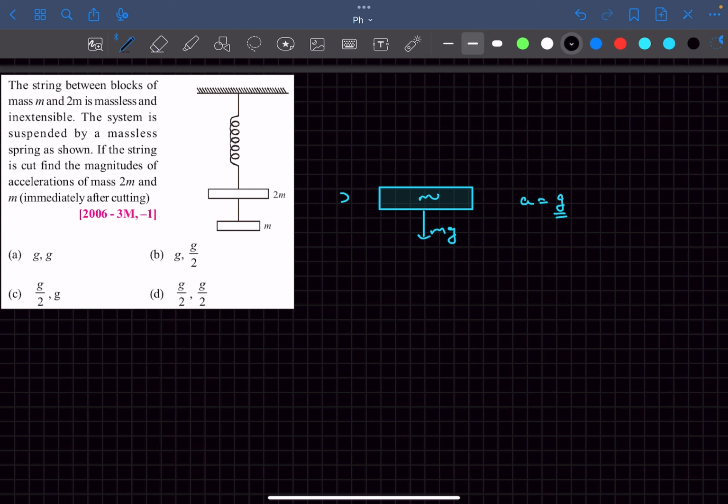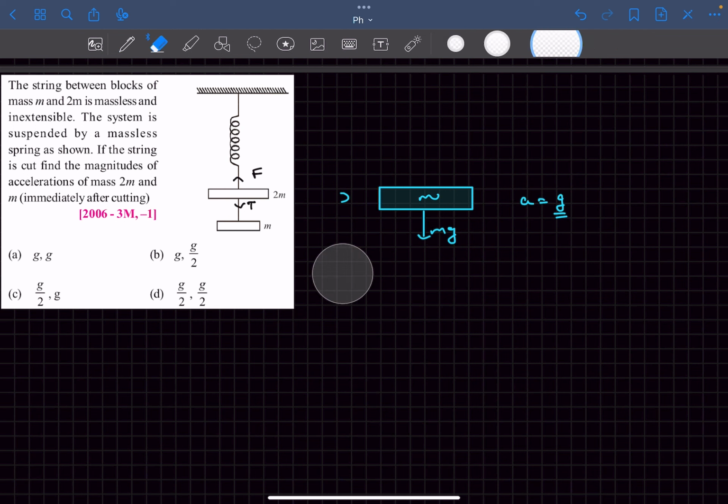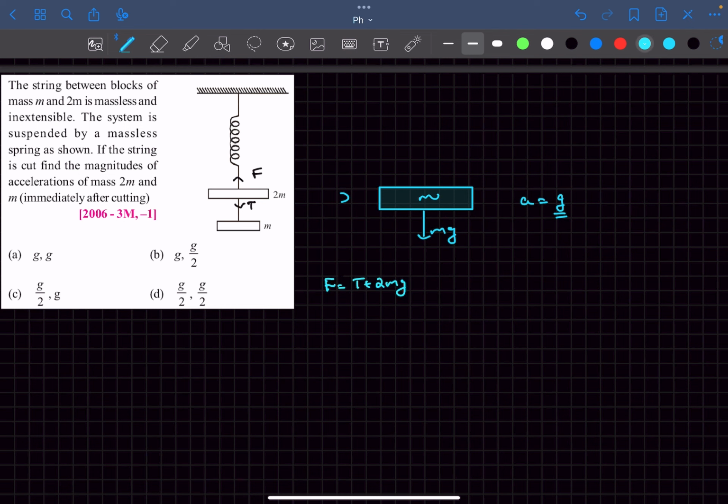Initially, as the block was in equilibrium, let's say the spring force applied on this block is F, and the tension in this string is T. Balancing the vertical forces on the 2m mass, F must be equal to T plus 2mg. And by balancing the vertical forces on mass m, we can say T equals mg, right? So from here we directly get the force F to be 3mg, or you could have just considered both of them as the system. F is then simply equal to the total weight because the tension is internal.